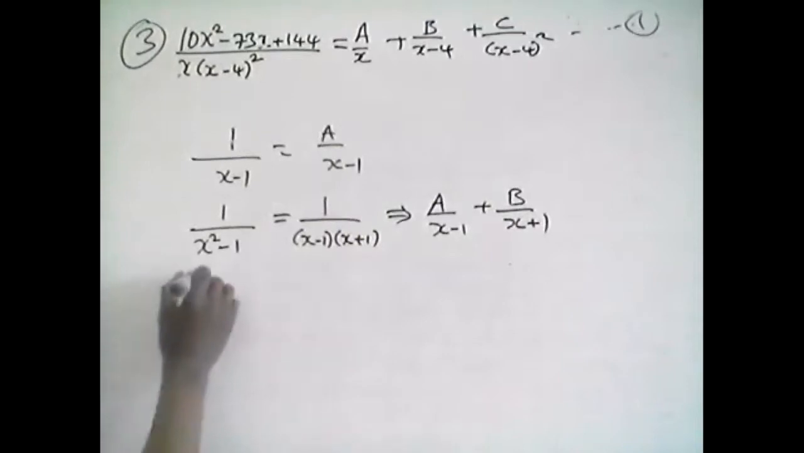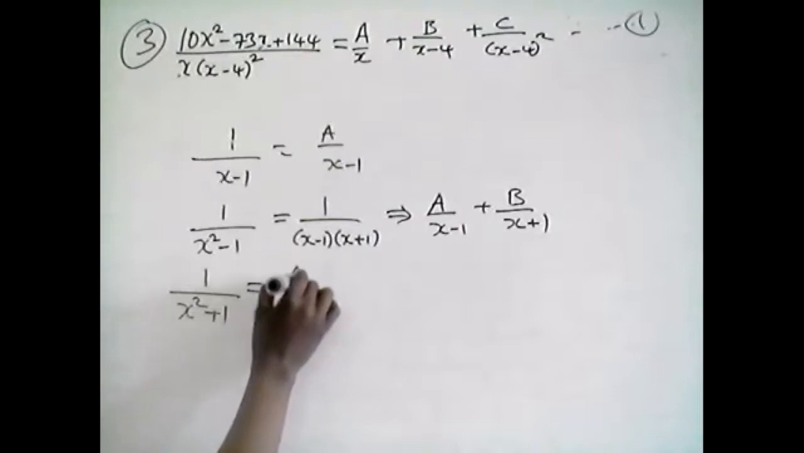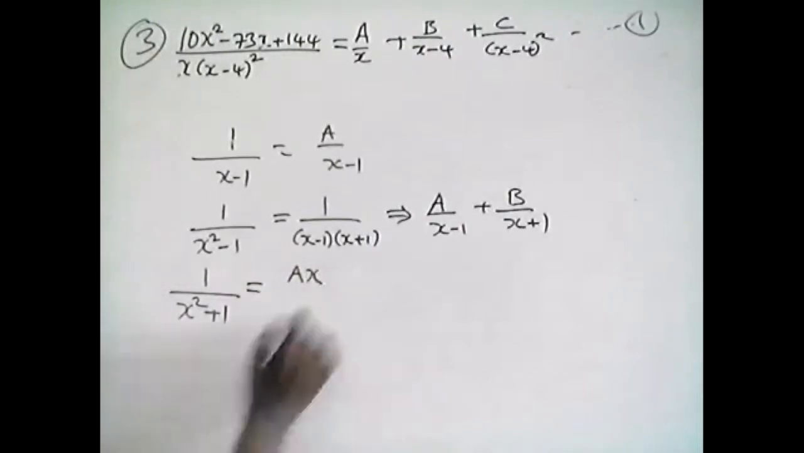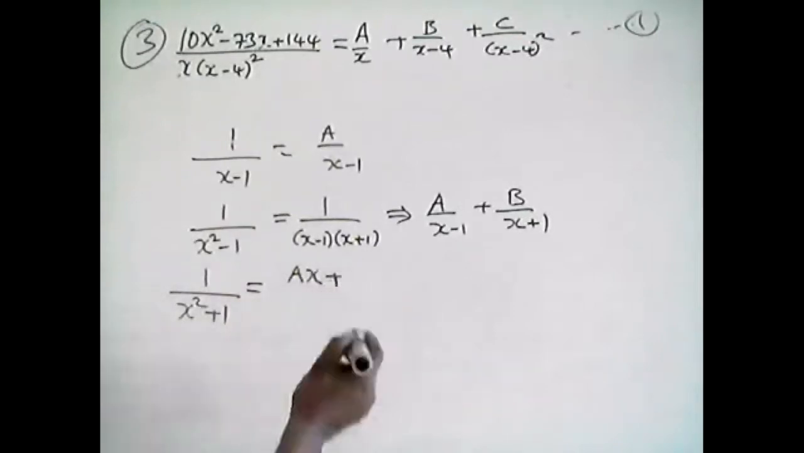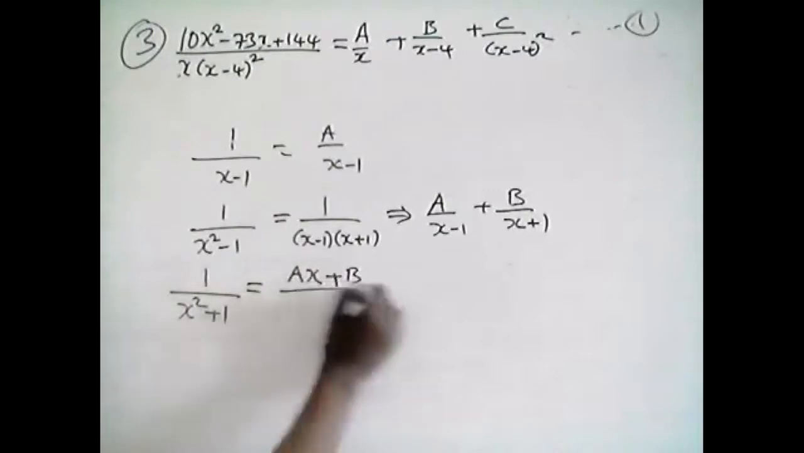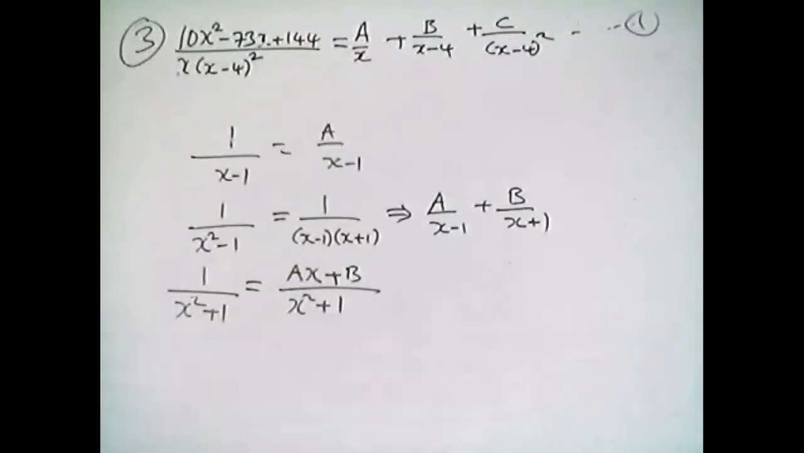Now, what if it was 1 over x squared plus 1? Here we cannot simplify x squared plus 1, so this will be a quadratic. When it is a quadratic, this will give us ax plus b, whichever letter you can think of. But I will use ax plus b over x squared plus 1. That is in the case where this is a quadratic.